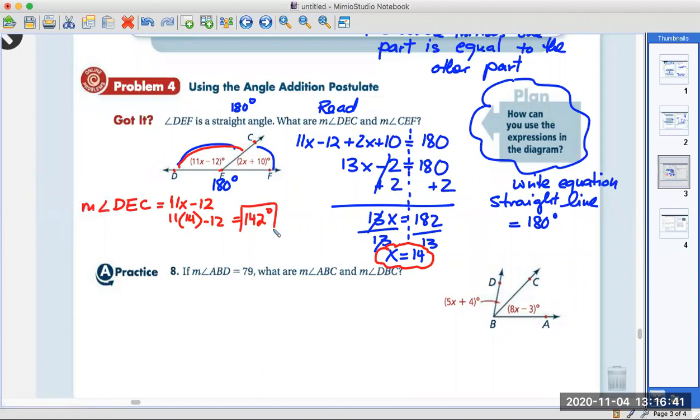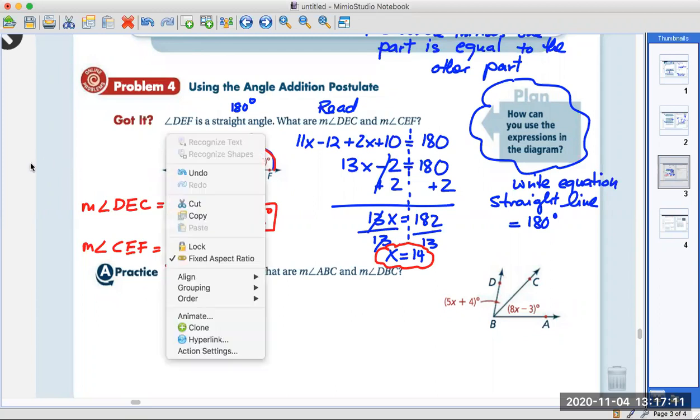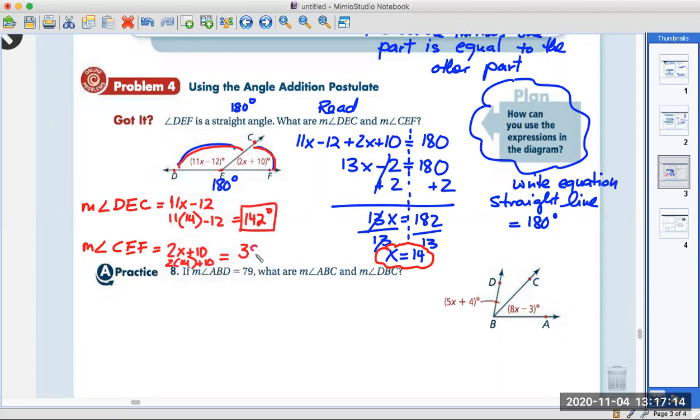So that's one answer. And the other one, measure angle CEF. CEF, it's this angle, 2x plus 10. And that means 2 times 14 plus 10. 28 plus 10 is 38 degrees. And if you add these two, they should add up to 180, and they do.